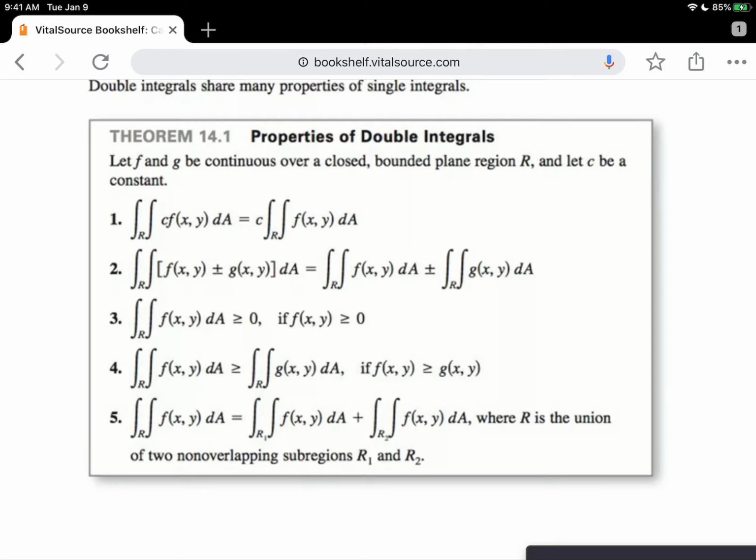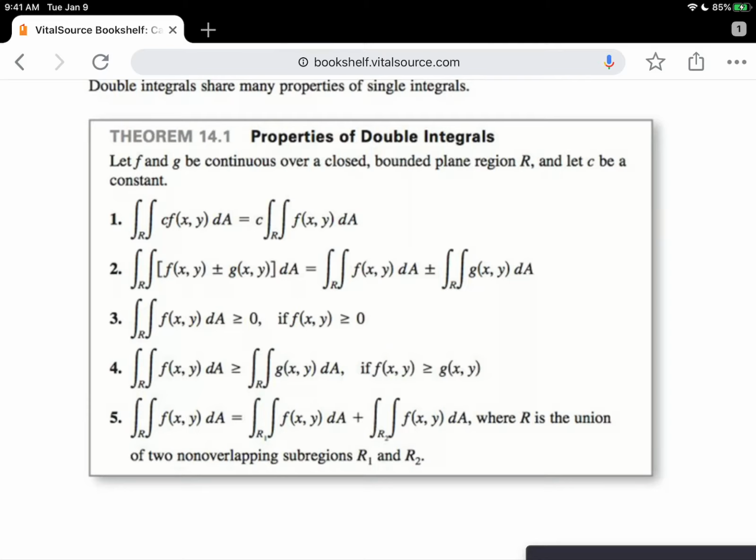The double integral is always positive if your function is positive, and if f of x, y is bigger than or equal to g of x, y, then their double integrals should satisfy the same inequality. This last property is one that maybe you wouldn't have thought about. This one says that if I wanted to take the double integral of f over some region R, I can break R into two non-overlapping subregions, R1 and R2, and separate my double integral over those two regions.